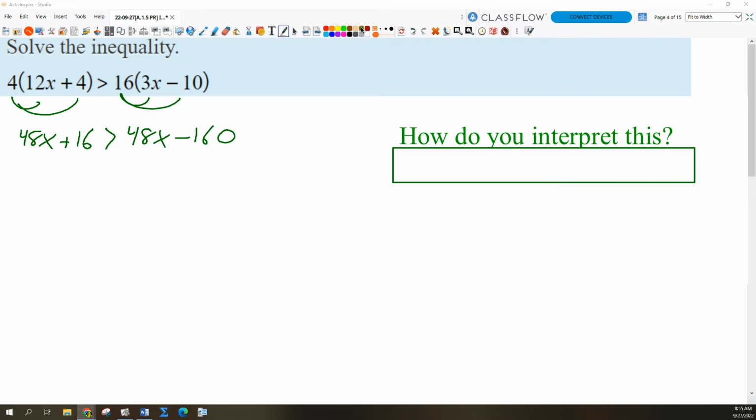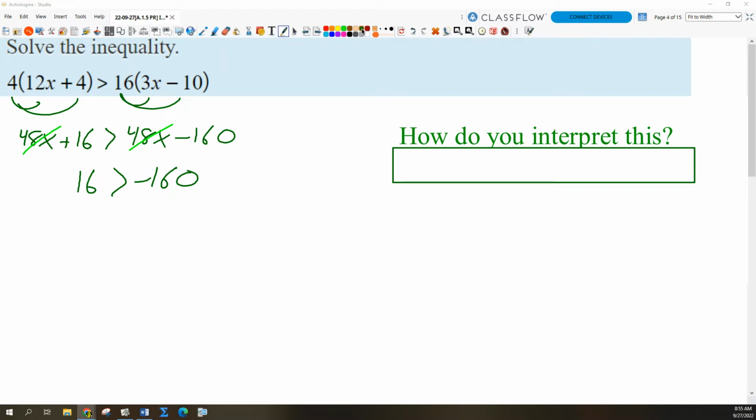Okay, so what would I do then? So I'm subtracting what from both sides? 48x. Okay, so let's do that. If we subtract 48x, oh, that just cancels both of those, doesn't it? Right, and so I end up with 16 is greater than negative 160.